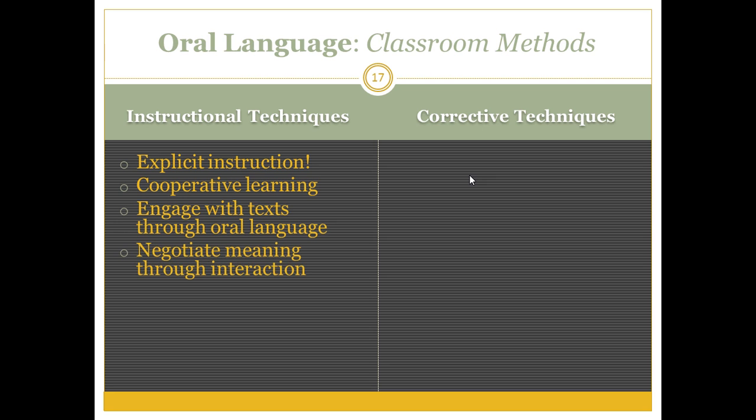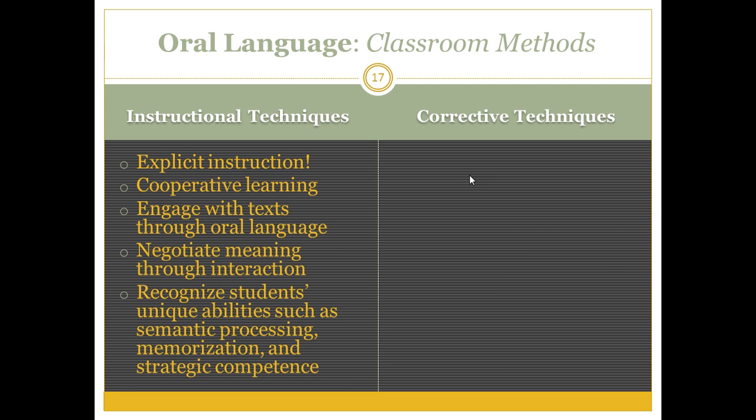Along with that, you can negotiate meaning through interaction and recognize the unique abilities that these students bring to the classroom, such as deep semantic processing, memorization skills, potentially, and also potentially strategic competence. These students may be highly skilled in negotiating meaning and repairing communicative breakdowns. So that's important to remember the gifts that these students bring.